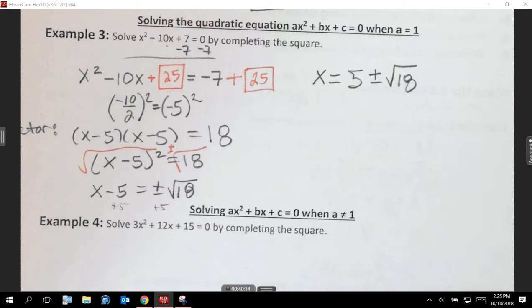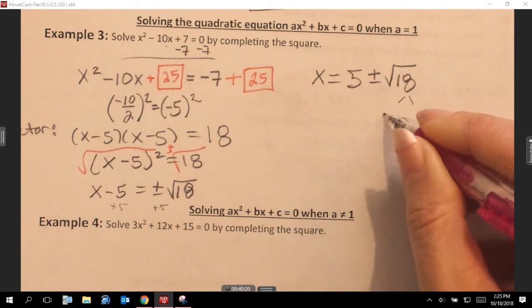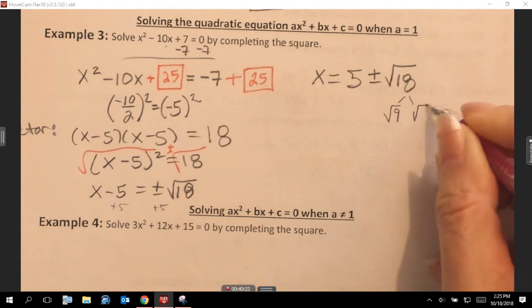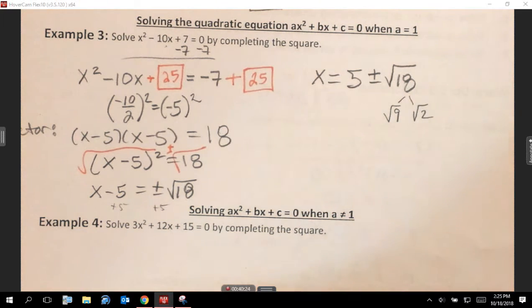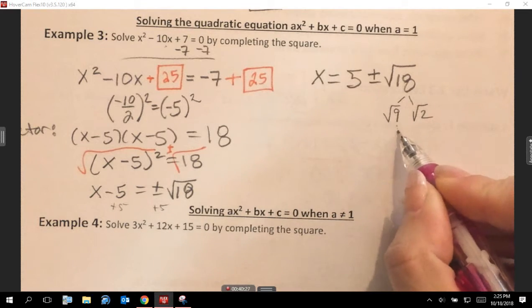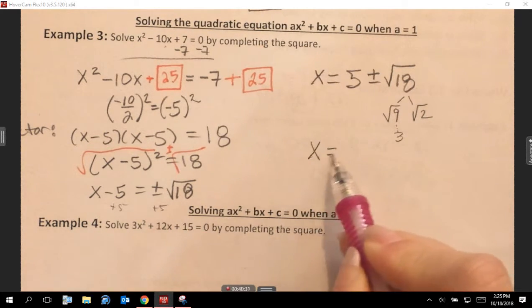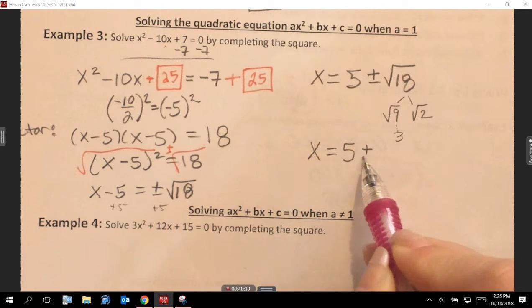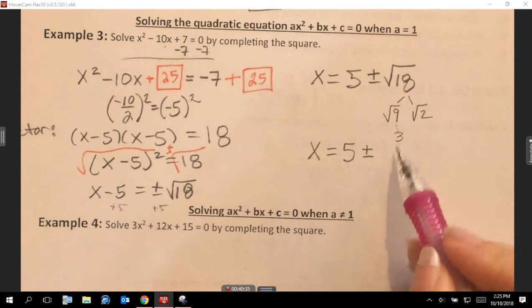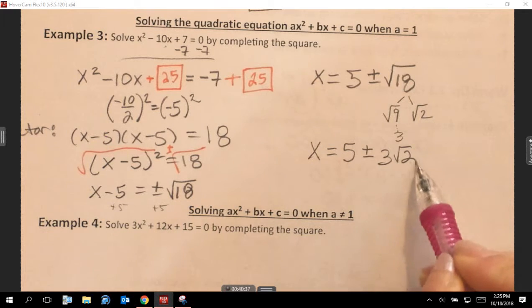I forgot to ask you, is the square root of 18 a perfect square? No. But does it have one in it? 9 times 2. So the 9 is a perfect square. So we are going to simplify that 9. So now I have x equals 5 plus or minus, instead of square root of 18, I now have 3 square root 2.